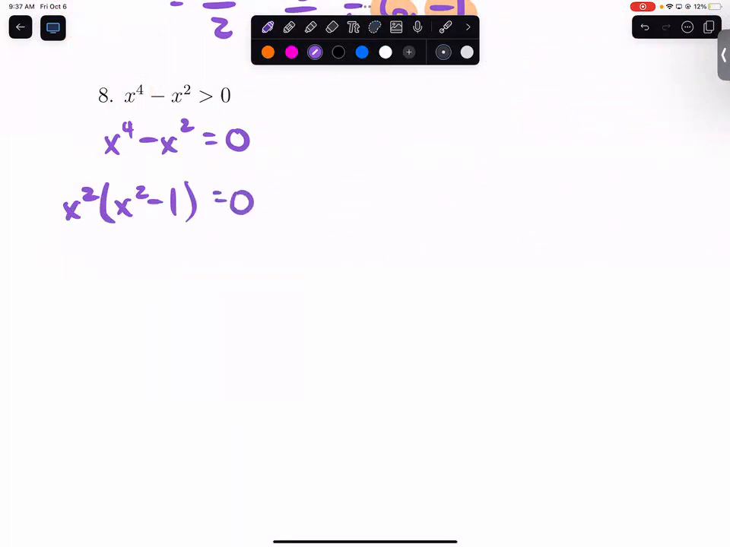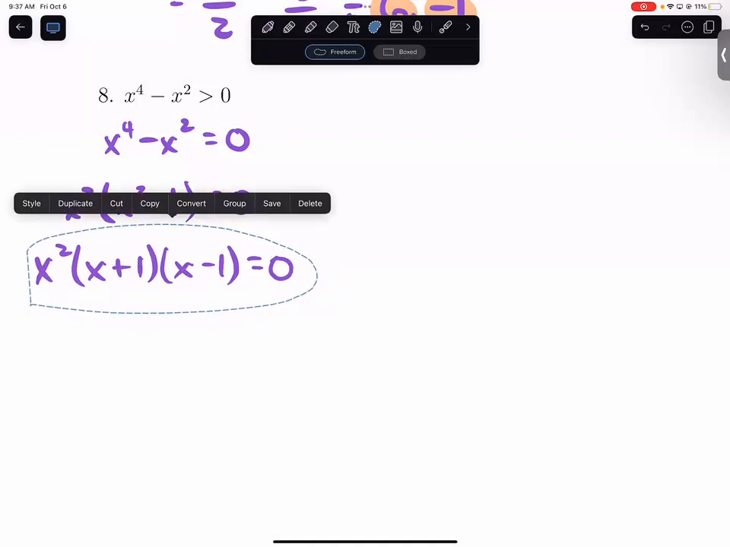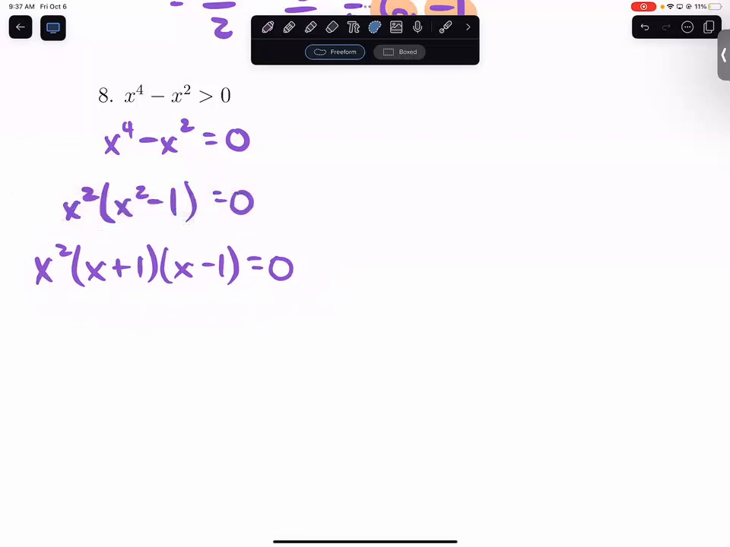And x squared minus 1, that's a difference of squares. So we can factor that further, right? That would be x plus 1 times x minus 1. Or you can use the quadratic formula, or you can move the 1 over and take a square root or whatever. There are a bunch of ways to get there. But what are our solutions then? 0 and -1 and 1.